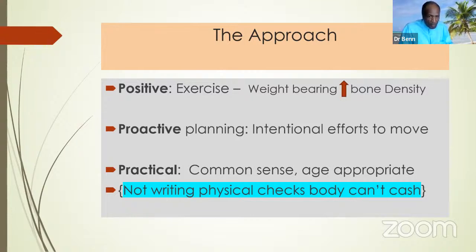See? And then practical common sense: age-appropriate activities. We're not writing physical checks that our bodies can't cash. You may enjoy basketball, and you may have dunked a basketball when you were 18, but at 48, don't try it. That's not going to work. You may tear an Achilles tendon or something else, and then be stove up for a while. So we have to recognize that when we get older, we can't do what we were good at doing before. So we don't write physical checks that our body can't cash.